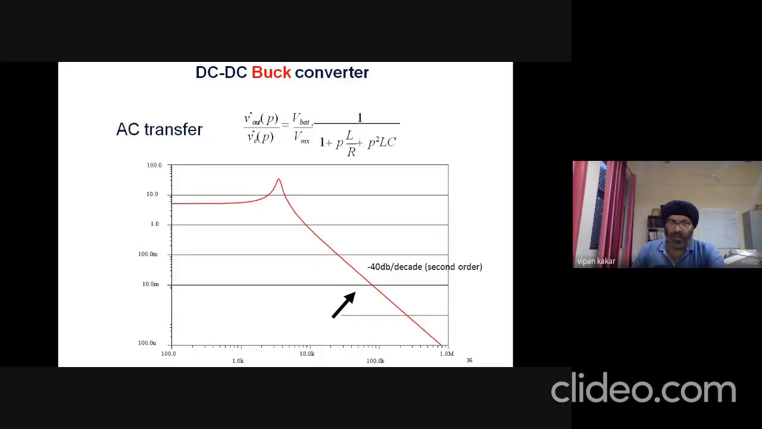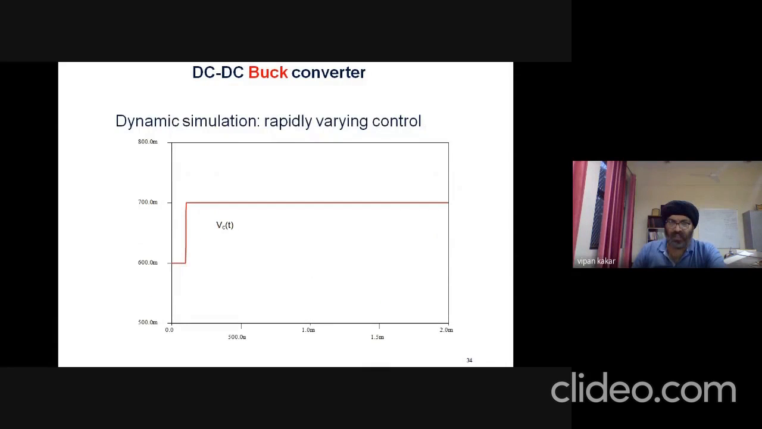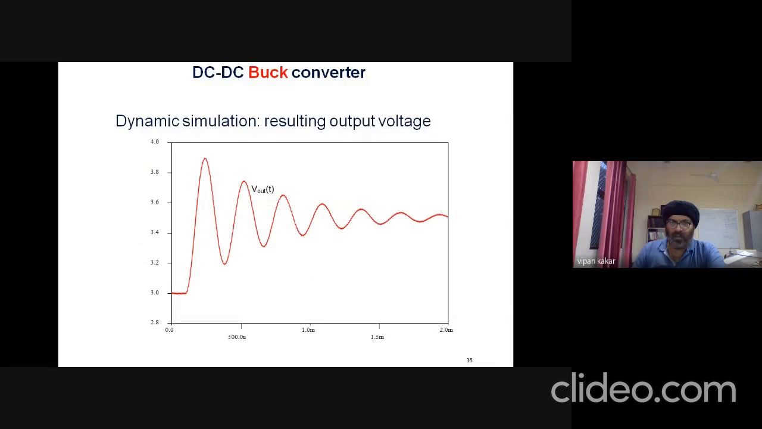And now if we have this as a control voltage, which is a step input or a step signal, and we use this step signal to control this buck converter, we can get this type of a response. Transient in the beginning, and then later on it goes to steady state. So this will be the resulting output voltage.